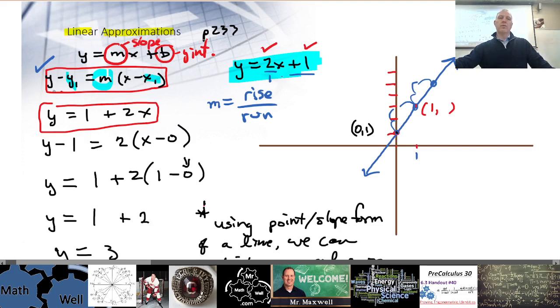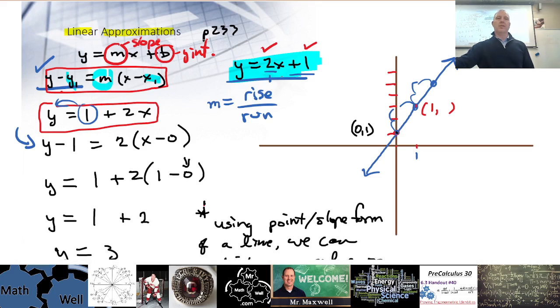So if we rearrange this a little bit, we can rearrange this to y equals 1 plus 2x. We can take this 1 over to the other side, and that's y minus 1, so that looks like this part. And the 2 times x can be written as 2 times x minus 0. And so here you'll see that we have this line in this format. Okay? Now, how does that help us? Well, again, this is going somewhere, so watch closely.